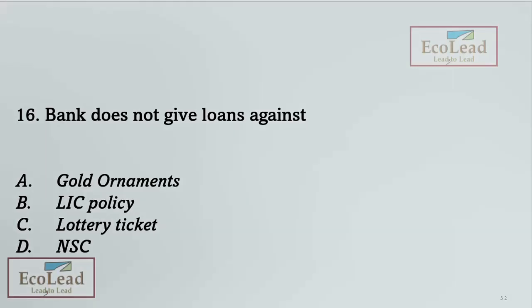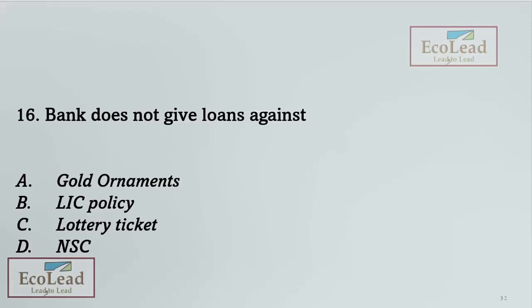Bank does not give loan against which of the options. These are basically coming under the securities, means people can use these as securities when they can take the loans from the commercial banks. Let us check the options. Number one, gold ornaments. Yes, we know that gold loans are available in the economy. So against gold ornaments, people can take loan. So option A is not satisfying. So it is not correct.